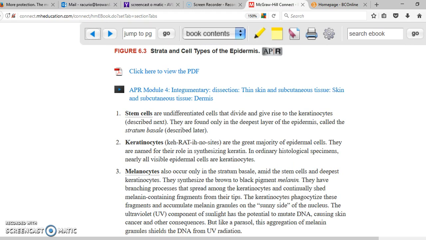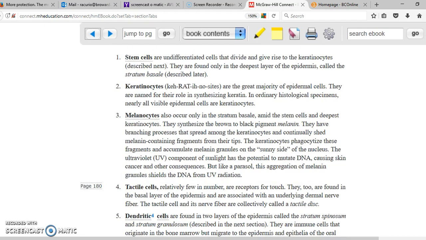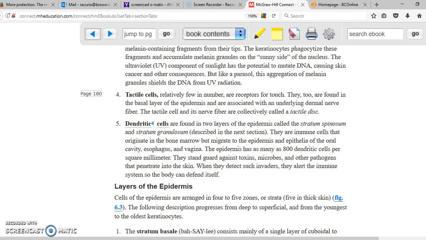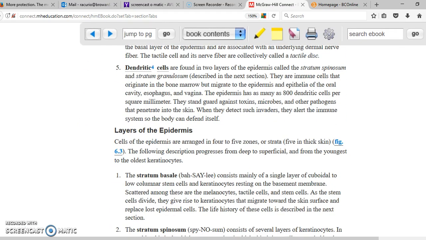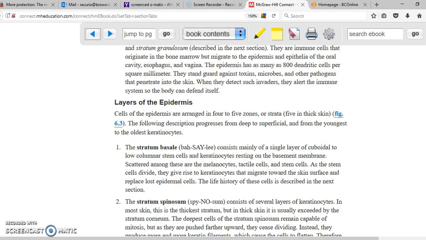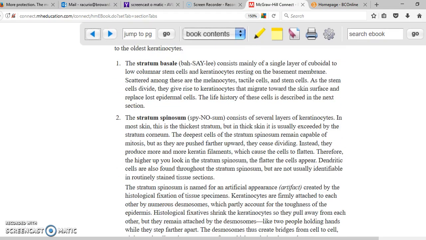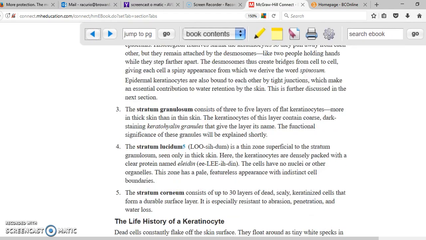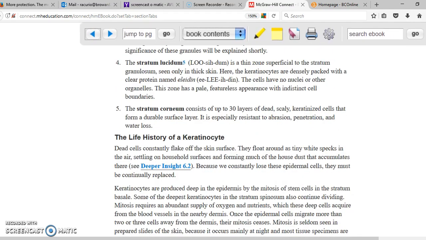And we have in here the cells. I already talked about the stem cells, the keratinocytes, melanocytes as well. I also talked about the tactile cells and dendritic cells as well, right? I said dendritic cells are the ones that defend our body. We also talked about the layers of the epidermis. We said they are called stratums. They're going to be basal, spinosum, granulosum, lucidum, and corneum. Okay, we said life of the keratinocyte.